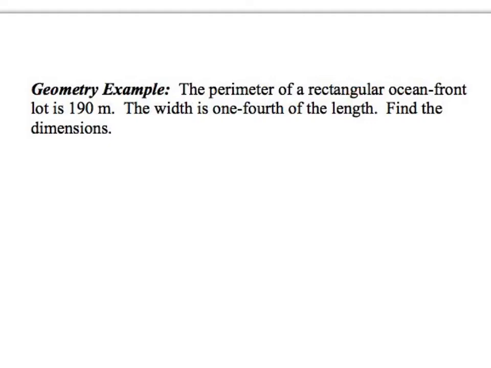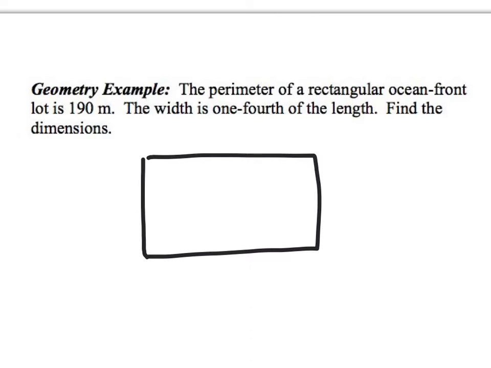Okay, so let's draw a rectangle. And I'm going to call this length here my width, and this my length. Okay, so this is my width right here. Call that W, and call this one length. Now, because we have a rectangle, this is also my length, and this is also my width. Okay, and it says the perimeter of this rectangular oceanfront lot is 190 meters.